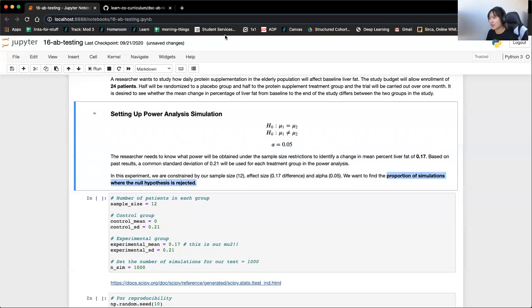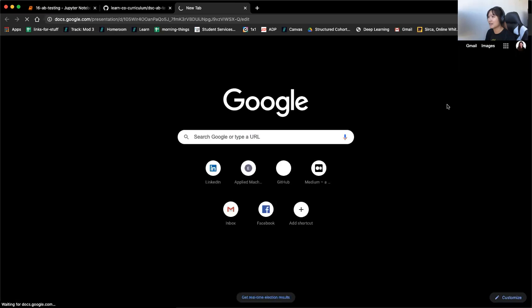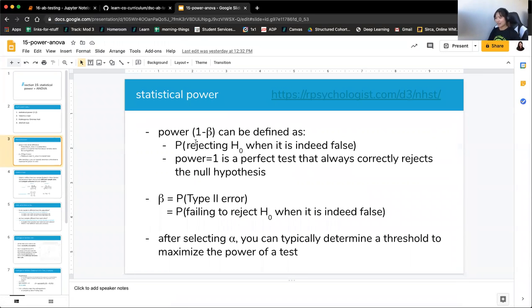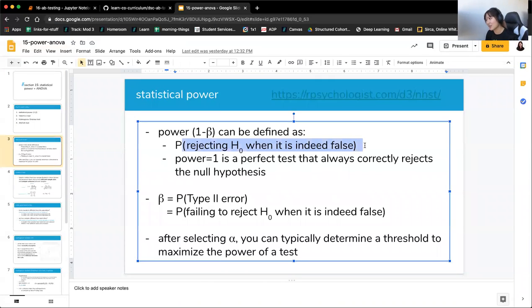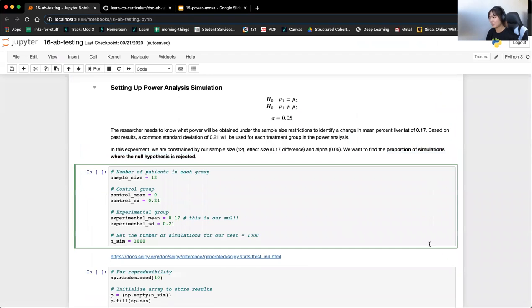So if we remember the definition for power of a test, let me actually bring up the slides from yesterday. The power of a test is defined as the probability of rejecting the null hypothesis when it is indeed false. So for these cases, we are assuming that yes, the null hypothesis is false. So what they're doing here, as I go through it and explain, it'll make a little bit more sense. With this first block of code, we're just defining everything that we have.